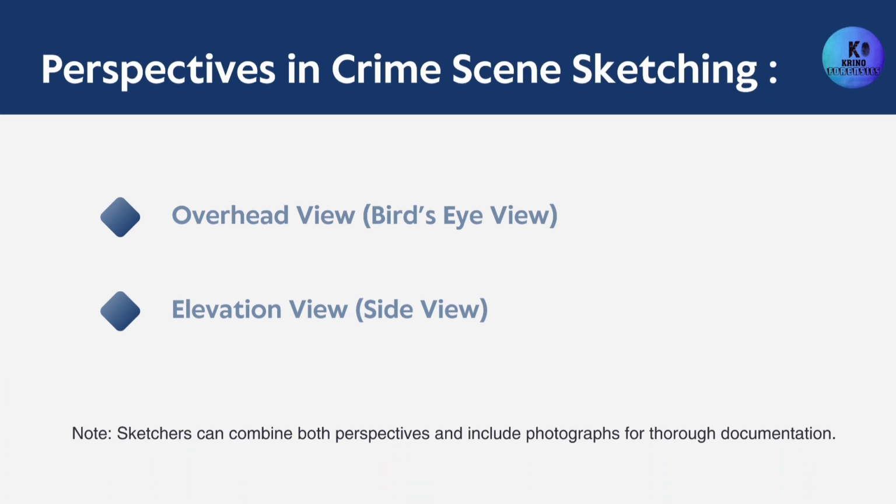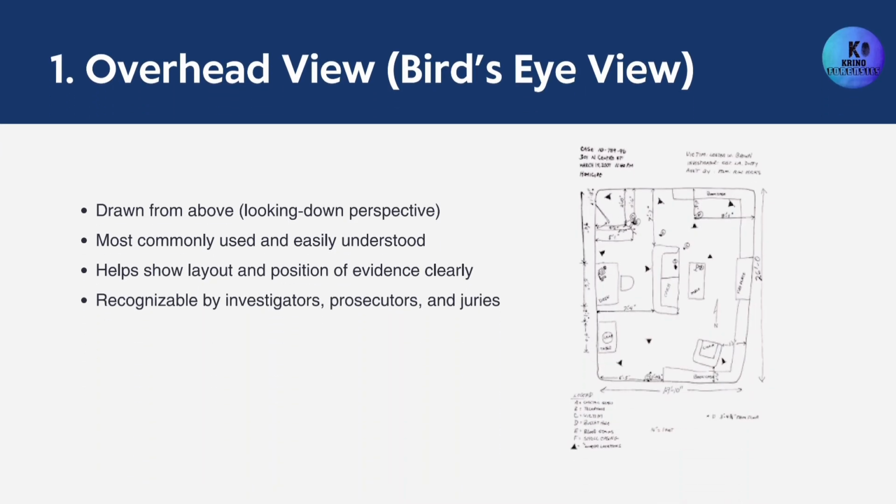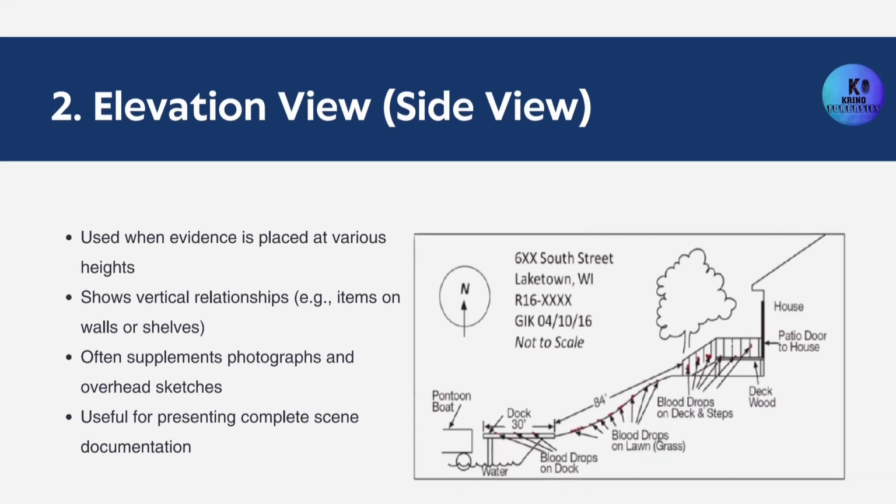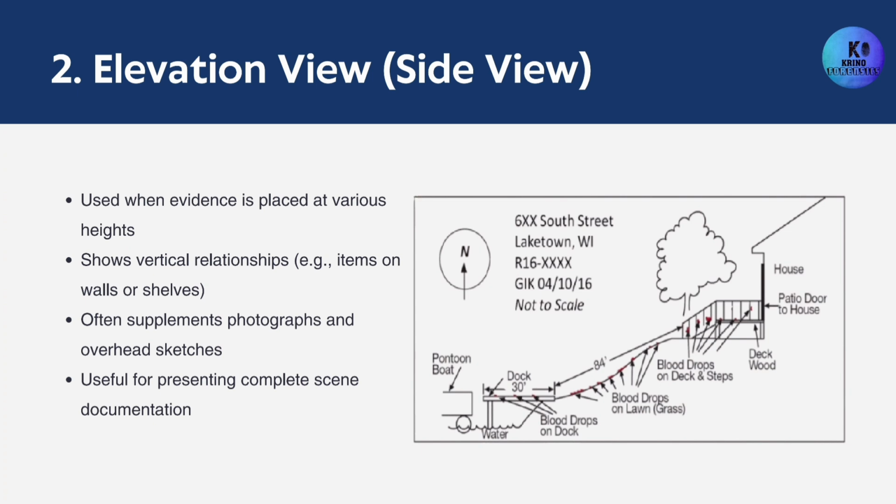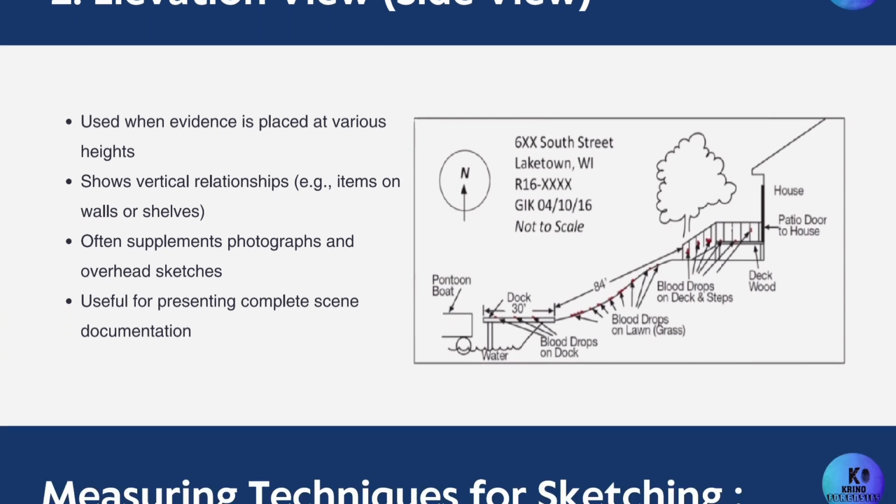Perspectives in sketching. To give a complete picture, forensic sketches are drawn from different perspectives. Number 1, overhead view, also known as the bird's eye view, is the most commonly used. It's drawn as if you are looking directly from above. Number 2, elevation view or side view, which is used to show vertical placements like something found on a wall or shelf. Note that both can be combined if needed and are sometimes enhanced with photographs.